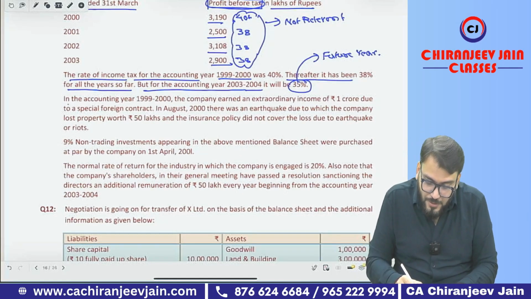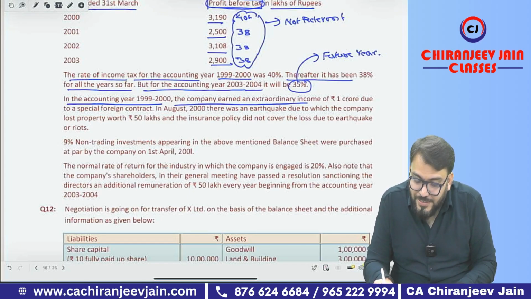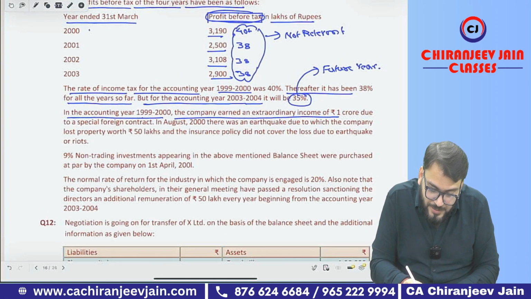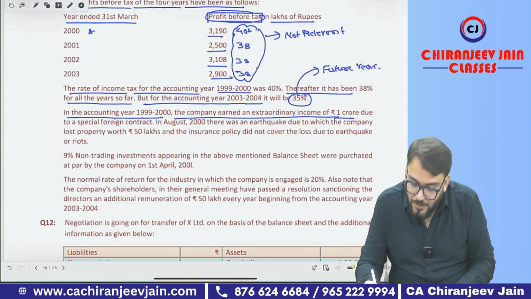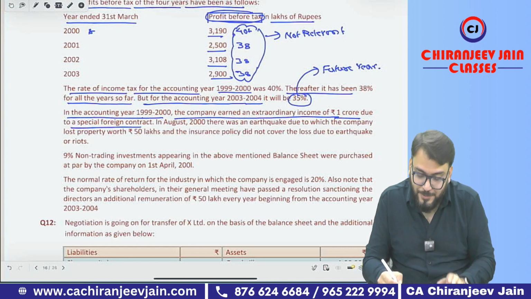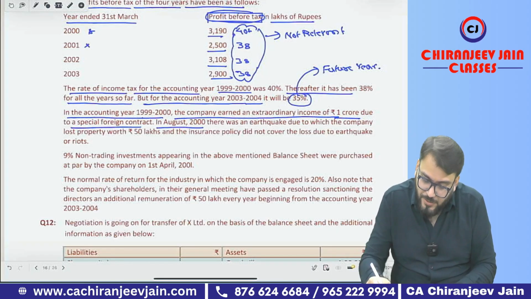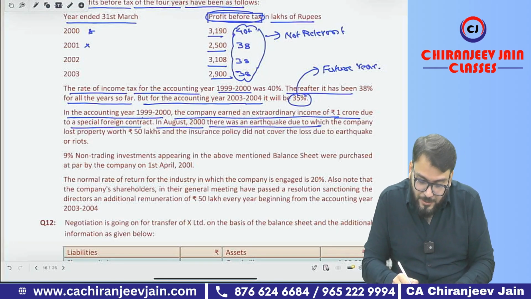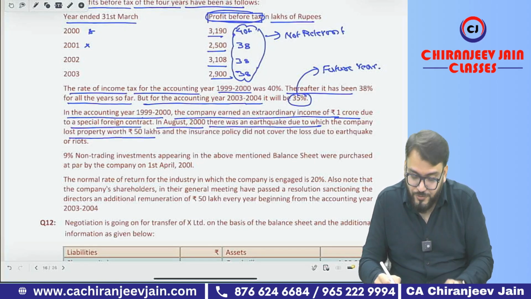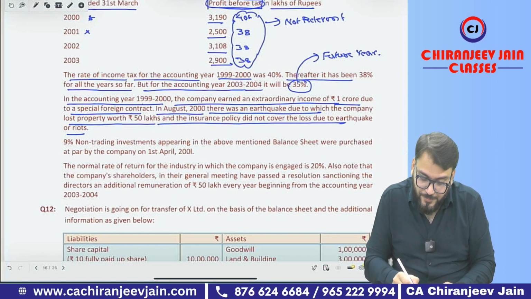Okay. In the accounting year 1999-2000, the company earned an extraordinary income of 1 crore. So 99-2000 means the first year has an adjustment: extraordinary income due to a special foreign contract, which will not happen every year. We need to eliminate it. In August 2000, which means 2000-2001, there was an earthquake due to which the company lost property worth rupees 50 lakh. Can you say this is one type of abnormal or non-recurring loss? And the insurance policy did not cover the loss due to earthquake or river. This needs to be adjusted.